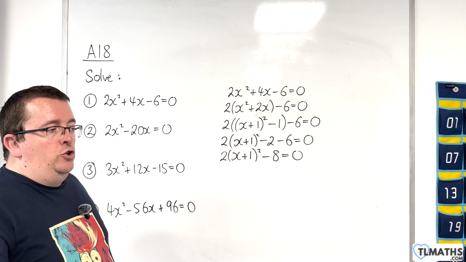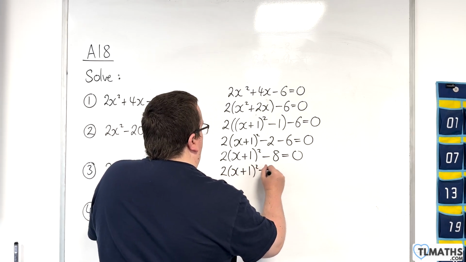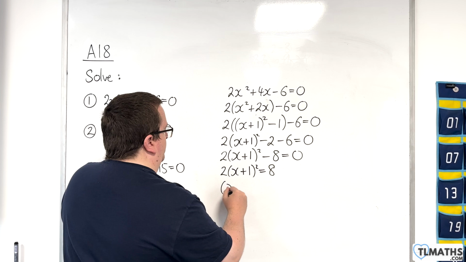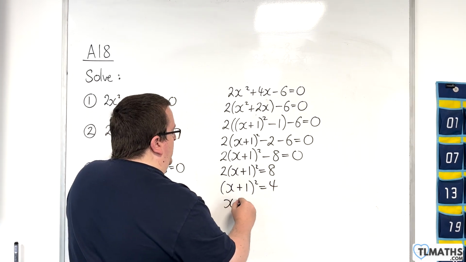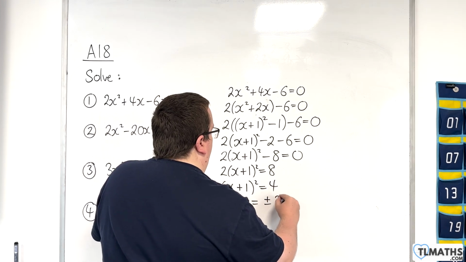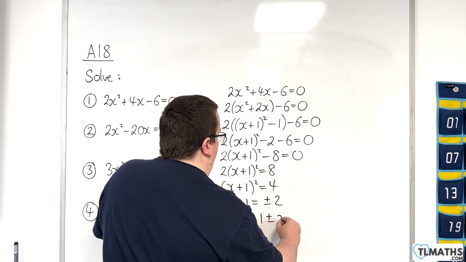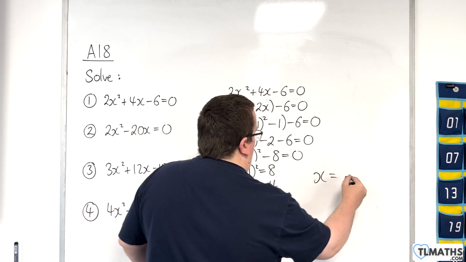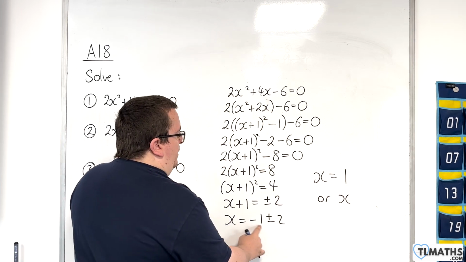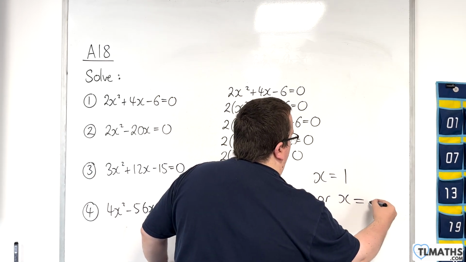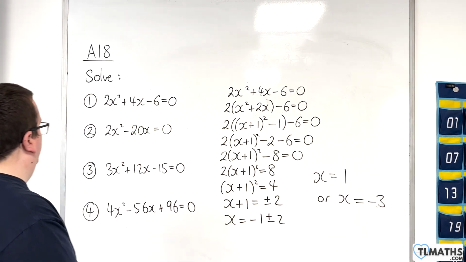So we have now completed the square. Now we need to solve the equation. So add 8 to both sides, divide through by 2. Then we can square root both sides, bring in the plus minus, so x plus 1 is plus or minus 2, and then subtract 1 from both sides, so minus 1 plus or minus 2. So x is equal to minus 1 plus 2, which is 1, or x is equal to minus 1 take away 2, which is minus 3. And so they are our two solutions for number 1.